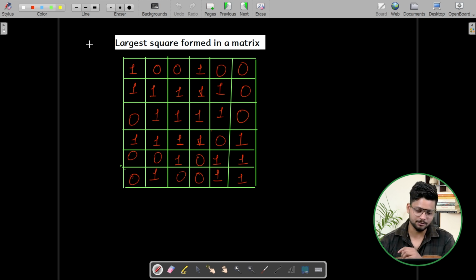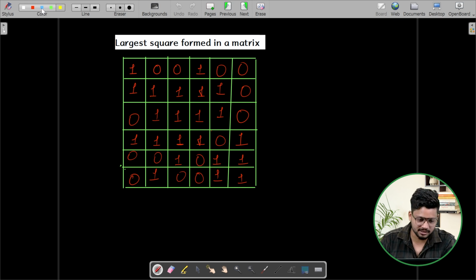So now you can see over here, the question name is largest square formed in a matrix. They have given us a binary matrix, and what is a binary matrix? A matrix which has only ones and zeros. If a matrix has only the numbers 0 and 1, it is called a binary matrix. We have to find the largest square formed in the matrix. Please keep in mind that we have to find the square.